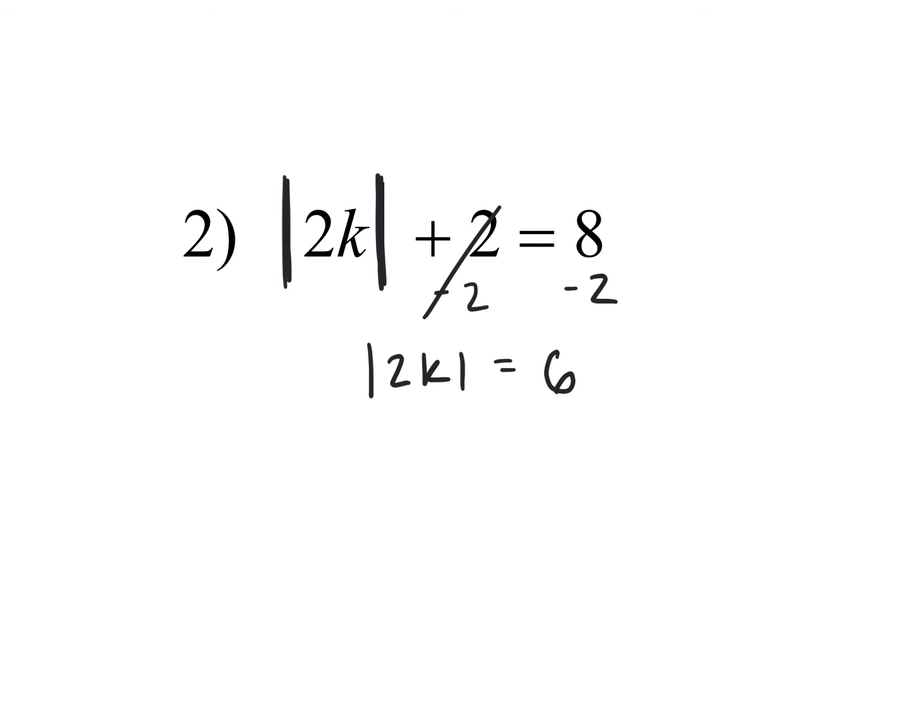Anybody remember from the notes how we can get rid of that absolute value? Roy? So we make a negative equation and a positive equation. So 2k is equal to 6. That's our positive one. And then we have 2k is equal to negative 6. There's our negative one. So in order to get rid of those absolute values, you have to split the equation into two different equations. So for absolute value questions, you'll always have two answers.